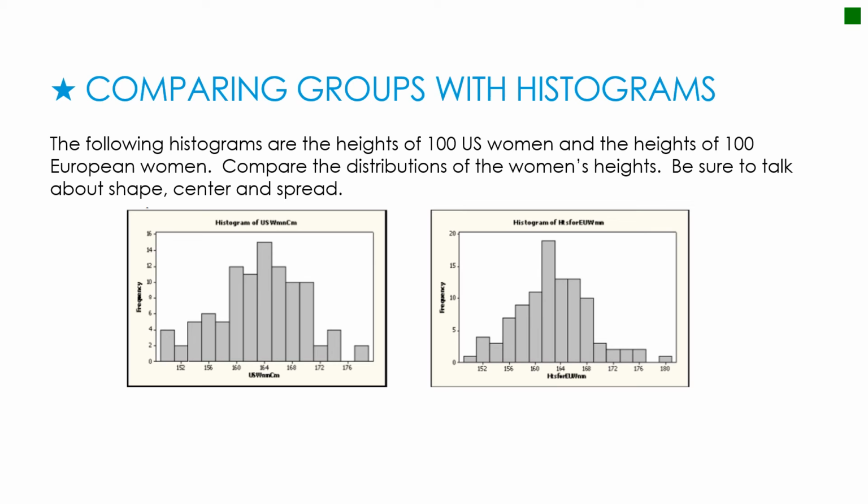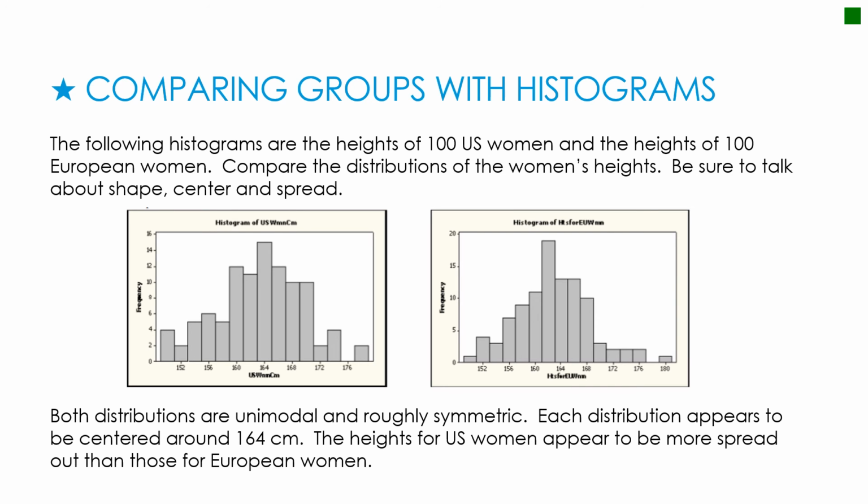Looking at these two histograms, we have the heights of 100 US women on the left, and the heights of 100 European women on the right. We're trying to compare the distributions, and some things that we might look at: we could say they're both unimodal and roughly symmetric. Again, if I drew a curve, I could cut them roughly in half down the middle, and it would be about the same on each side. They only have one mode.